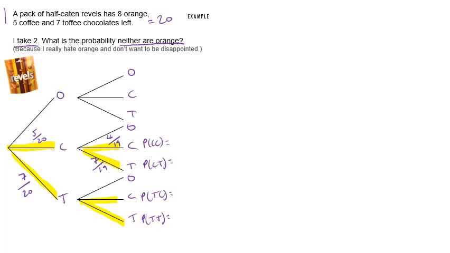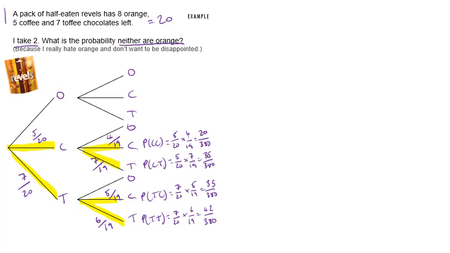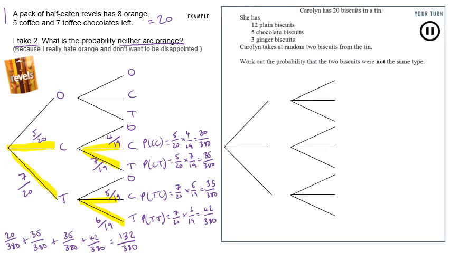The probability here will be 5 out of 19. The probability here will be 6 out of 19 because one of those toffees has already gone. So we need to multiply these pairs together to get the answers. And then we need to add them together. And that gives us the final answer of 132 out of 380. Pause the video, have a try with this one.